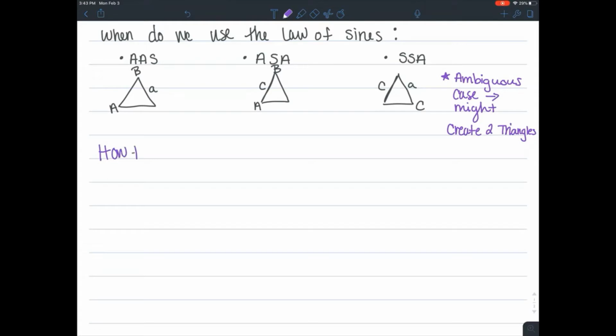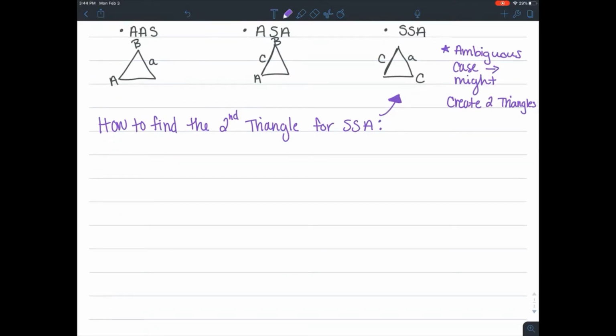How to find the second triangle for side angle. You don't have to check this for anybody else except if it's side angle. So how do we find it? All right, so step one.